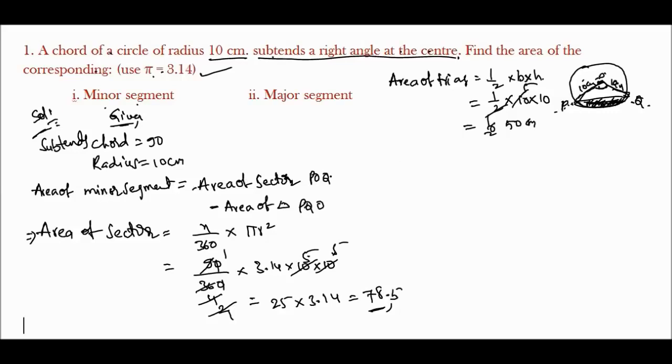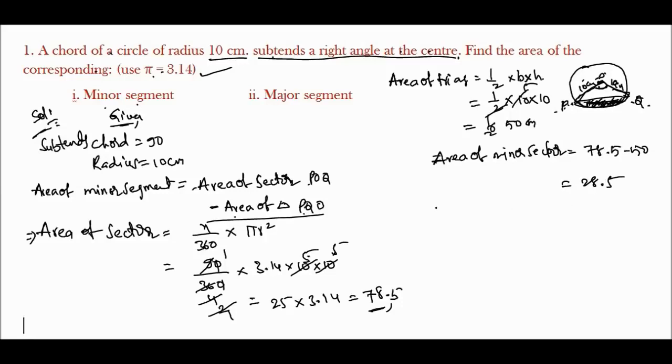So the area of the minor segment is equal to area of sector minus area of triangle POQ. So the area of the minor segment is 78.5 minus 50, and we get 28.5 as the answer here.